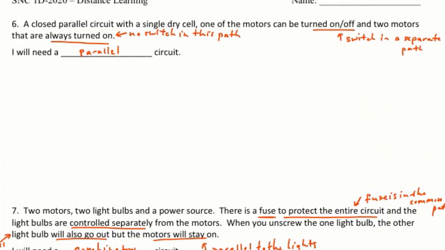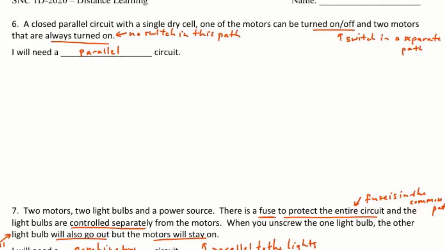Let's do the next one together. So now you've got a closed parallel circuit. That means that our switch has to be closed this time. Got a single dry cell. That's easy. One of the motors can be turned on or off. Okay, so there must be a switch in that motor's pathway. And then two motors are always turned on. So there's no switch in that pathway. We're going to need a parallel circuit.